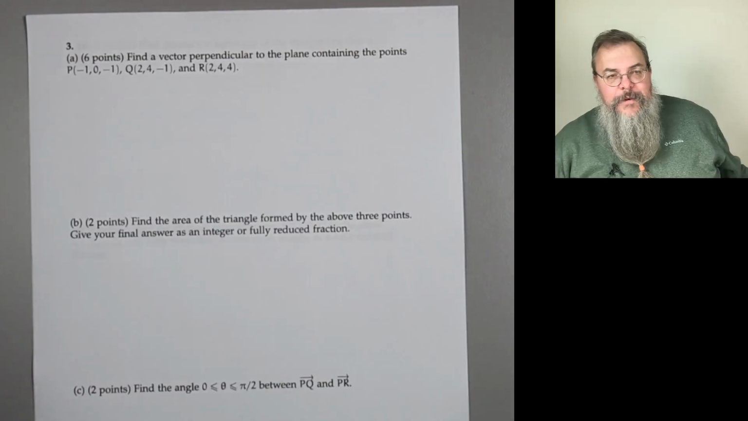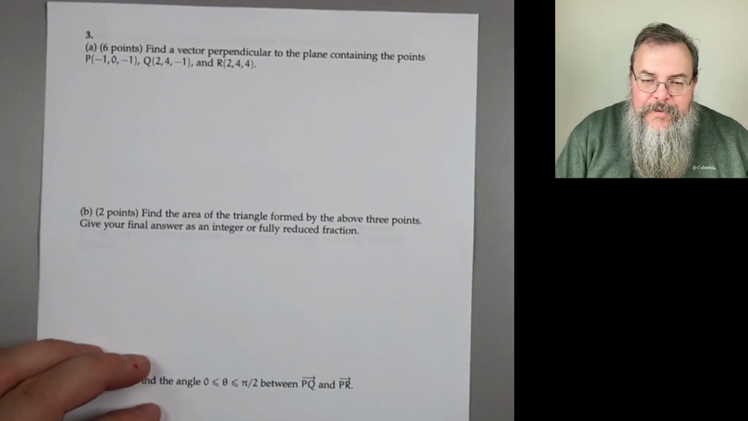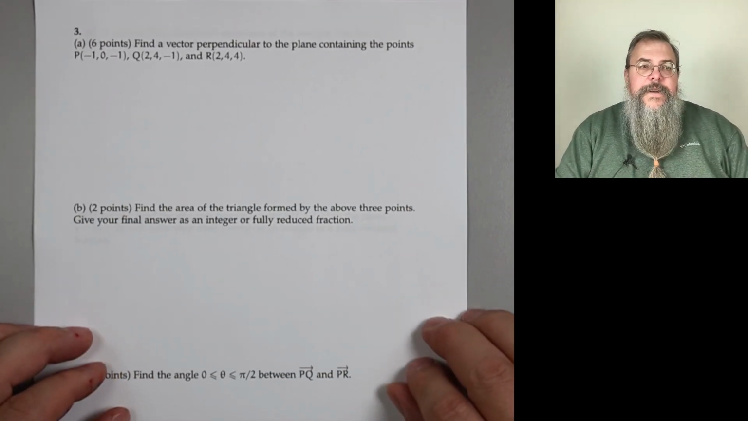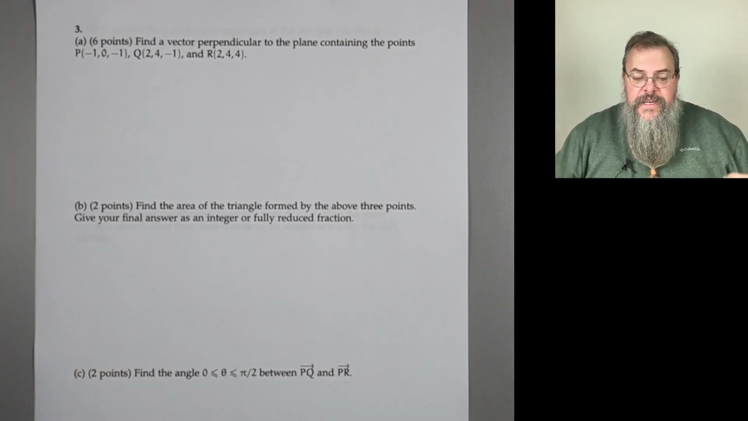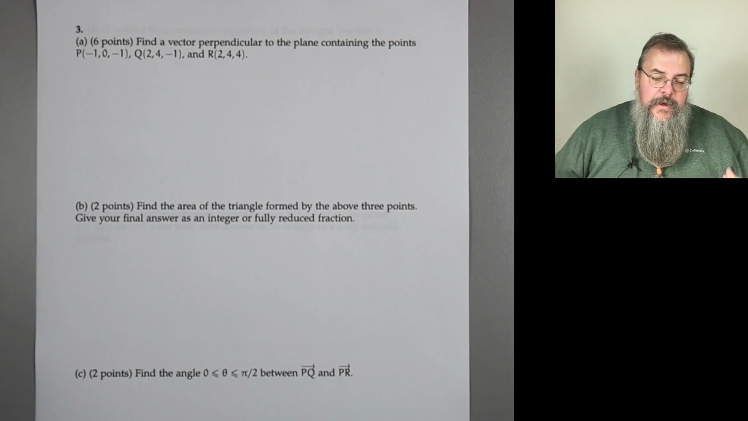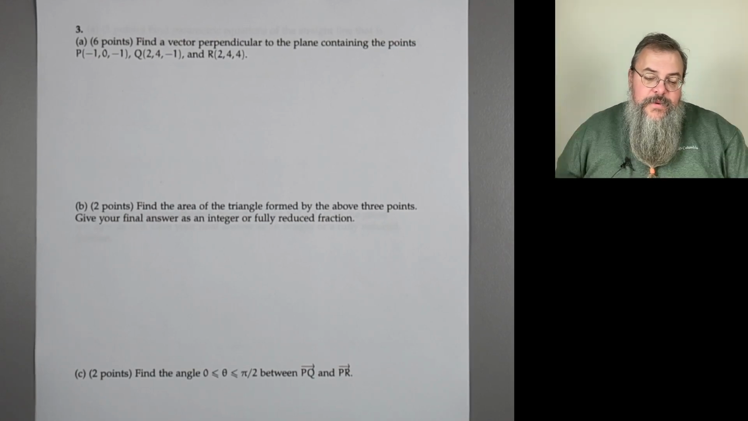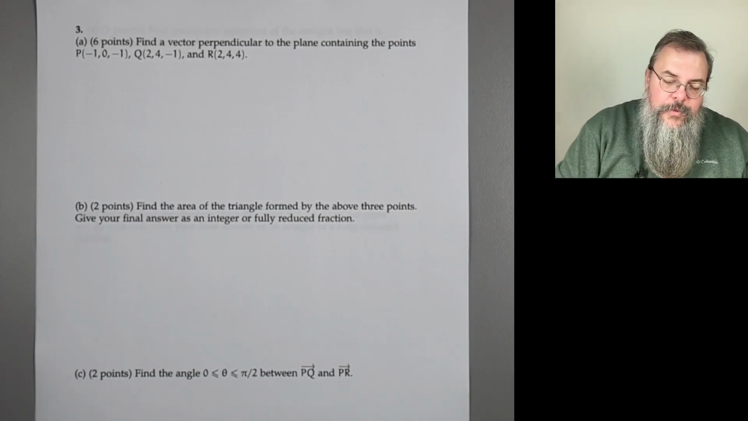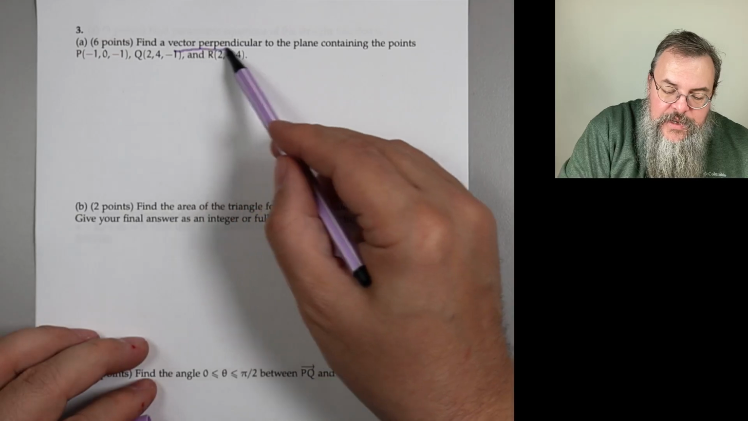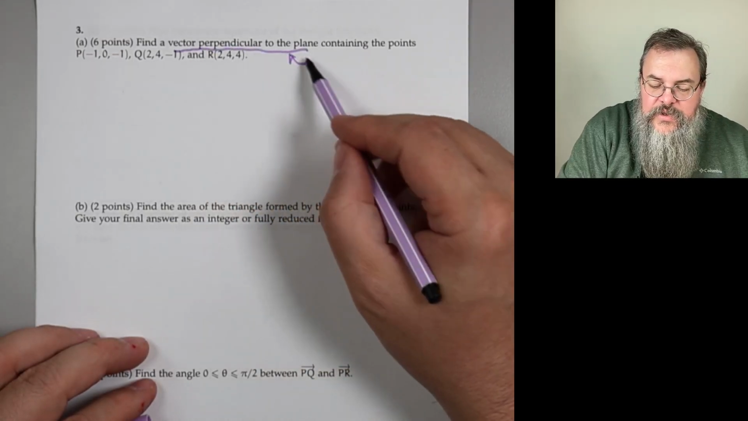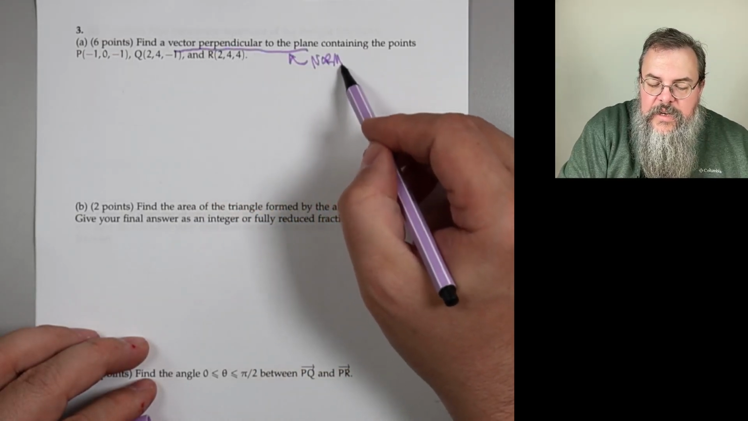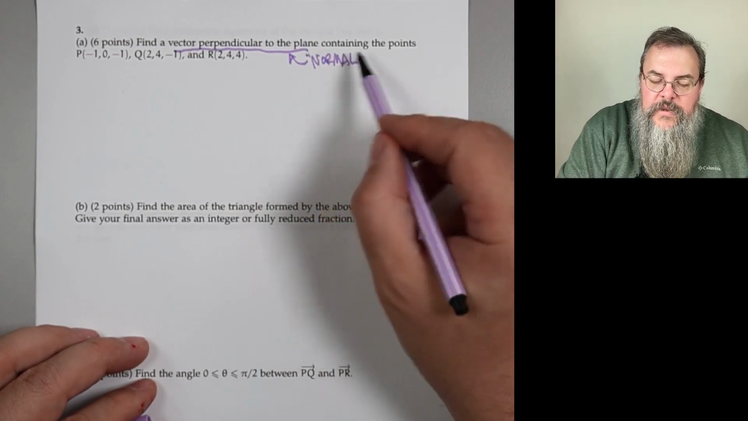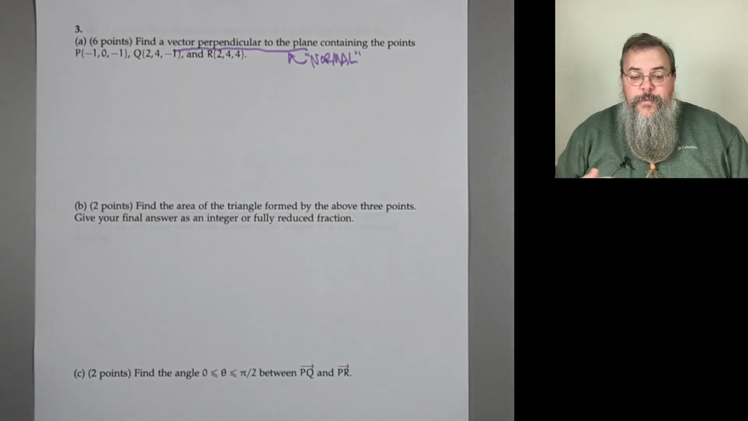Nice! That one's done. Okay, next problem. Find a vector perpendicular to the plane containing the points minus 1, 0, minus 1, 2, 4, minus 1, 2, 4, 4. Okay, now we know vector perpendicular to the plane, they are just trying to say normal the long way. So we're looking for the normal vector.